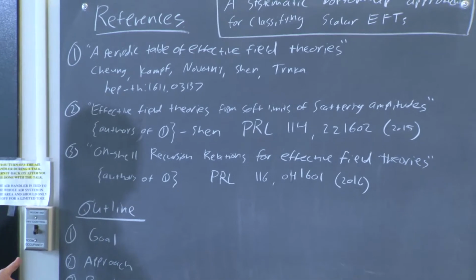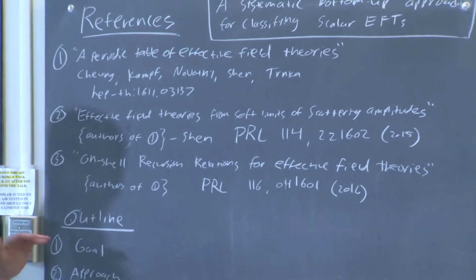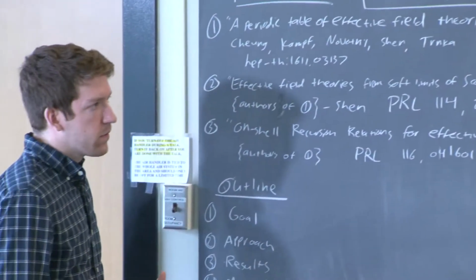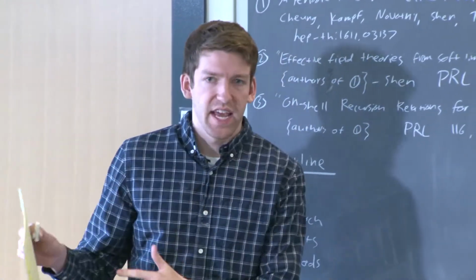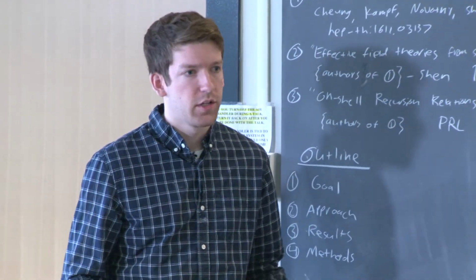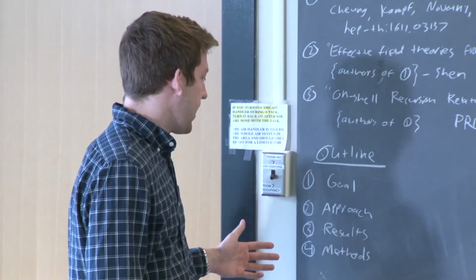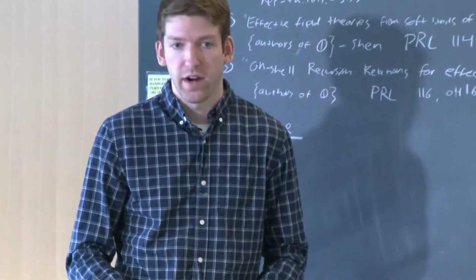So the outline, I think I'm going to mix things up. I'm going to say what we're doing and why and try to motivate some of this, and then go over the approach. And then I want to get to the results because I don't want to leave those to the end where it might get time crunched. Once I outline the results, I'll just sketch them. Then I'll show you as many methods as we can get through for how we do this.